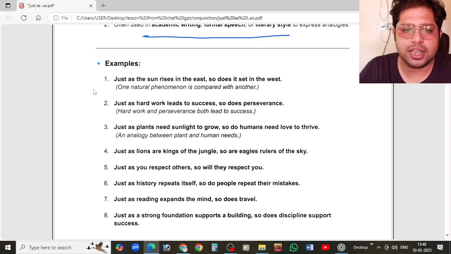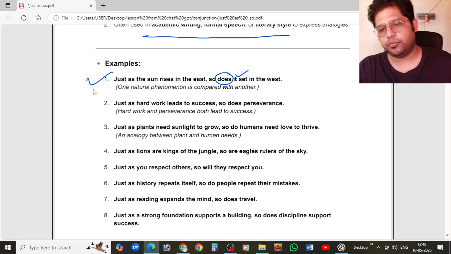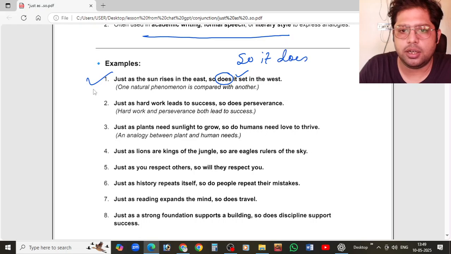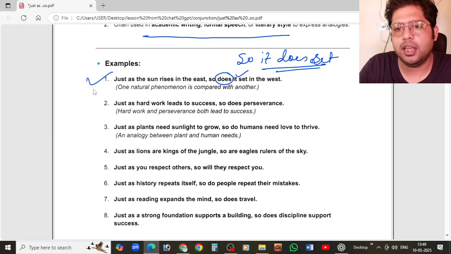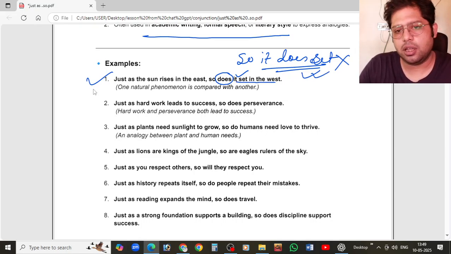The first example says, just as the sun rises in the east, so does it set in the west. Here you should know that this "does" comes before the subject "it" in the second part of the sentence. You cannot place "does" after "it", that means you cannot write "so it does set". This is not correct. The correct thing is: so does it set in the west.